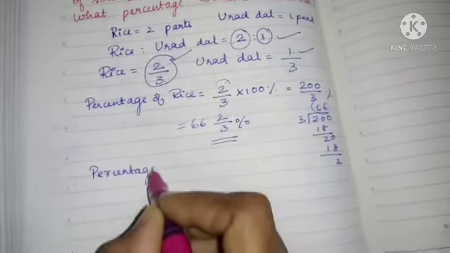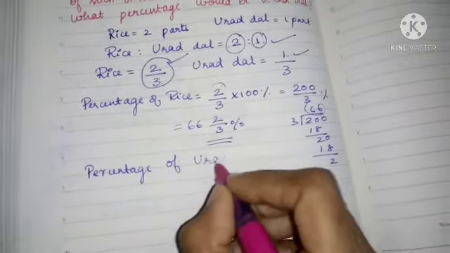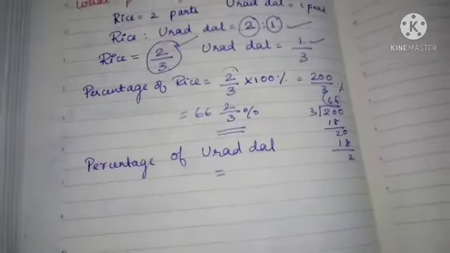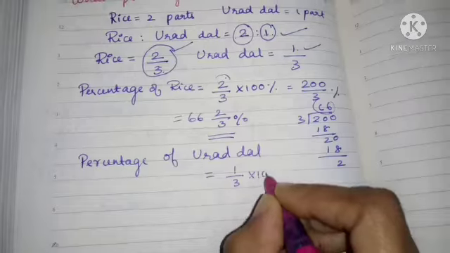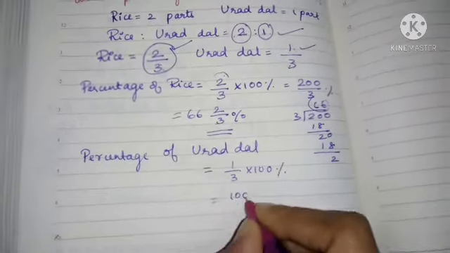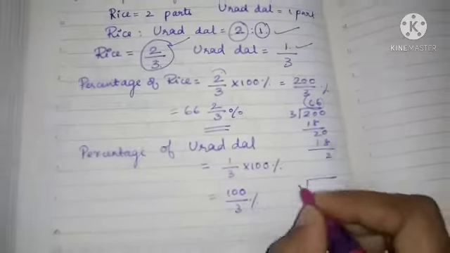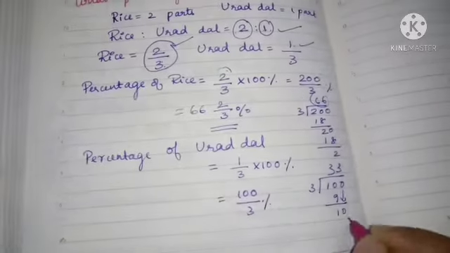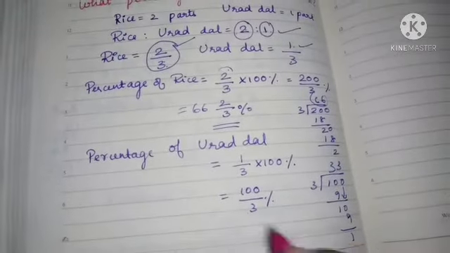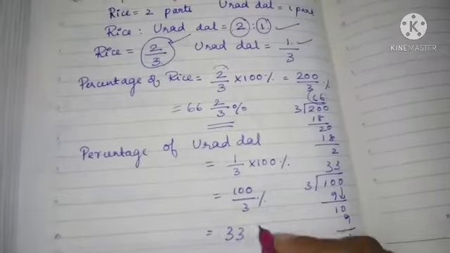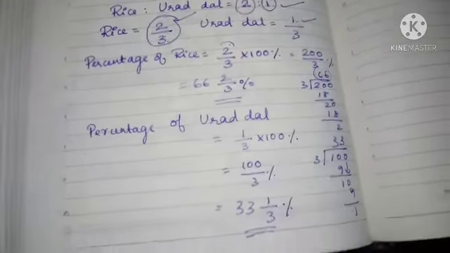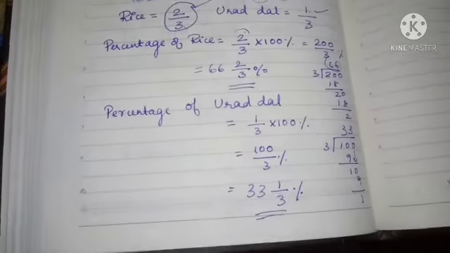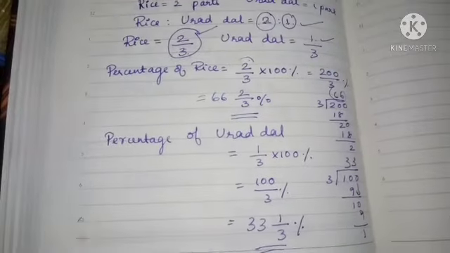Next, percentage of urad dal. What is the fraction of urad dal, children? What is the fraction they have given? 1/3 into 100 percent. So you got 100/3 percent. I am dividing it: 3 3s are 9, 0, 3 3s are 9, 1. So you're getting 33 1/3 percent. 33 1/3 percent is the percentage of urad dal. So now we have found the percentage of rice as well as urad dal. Understood?